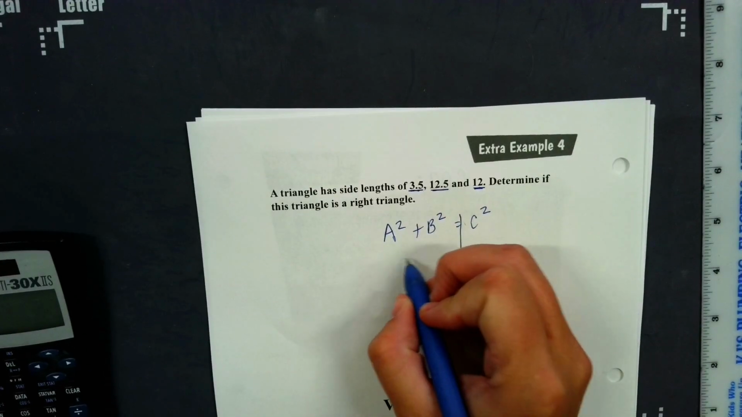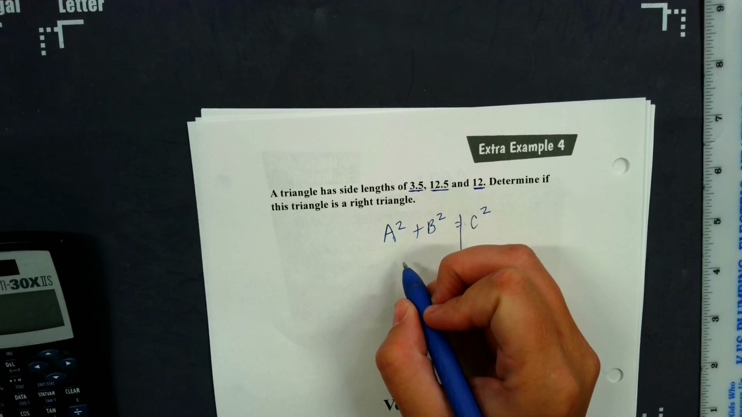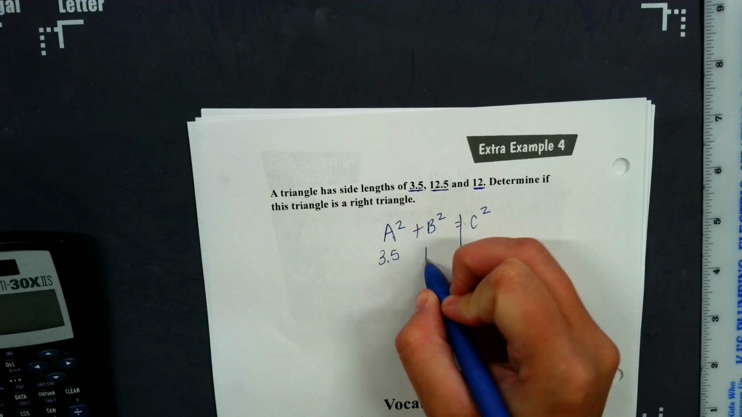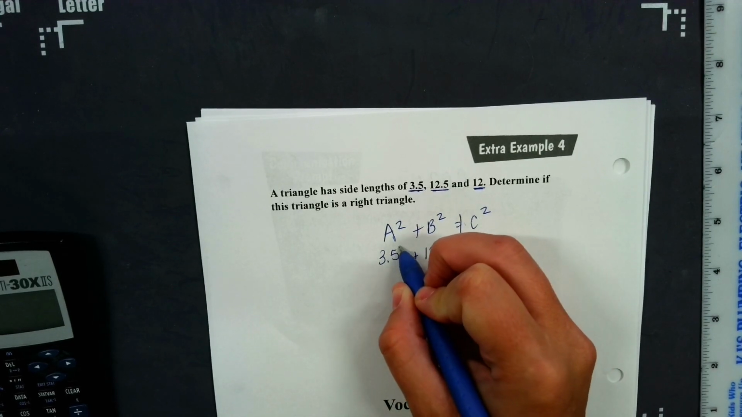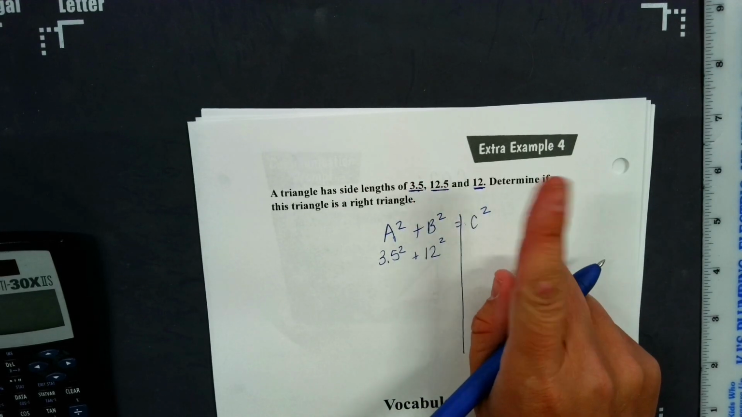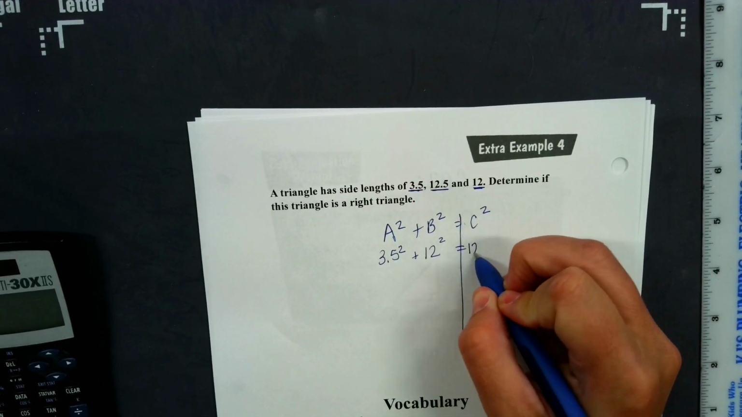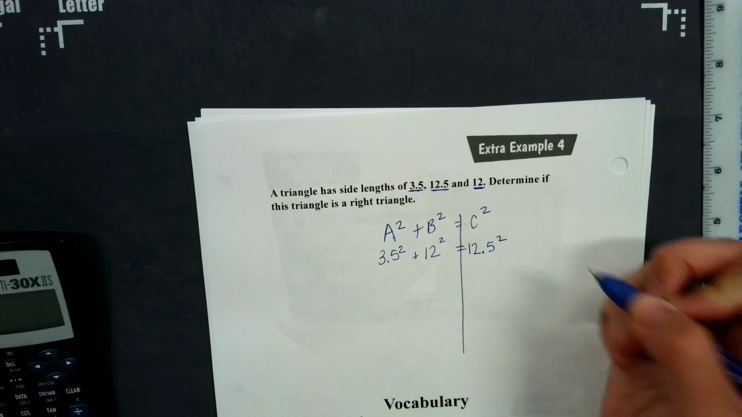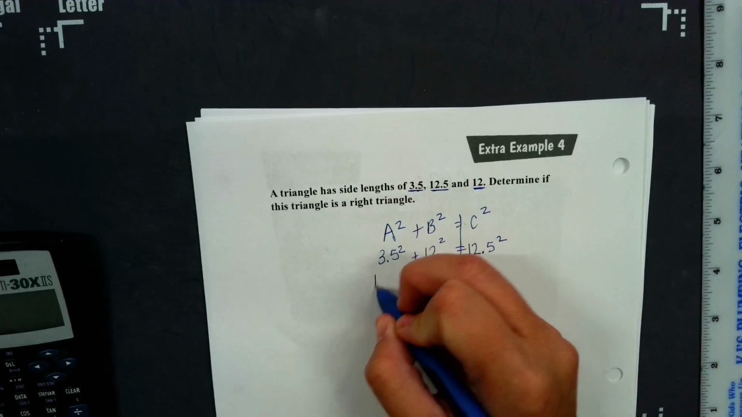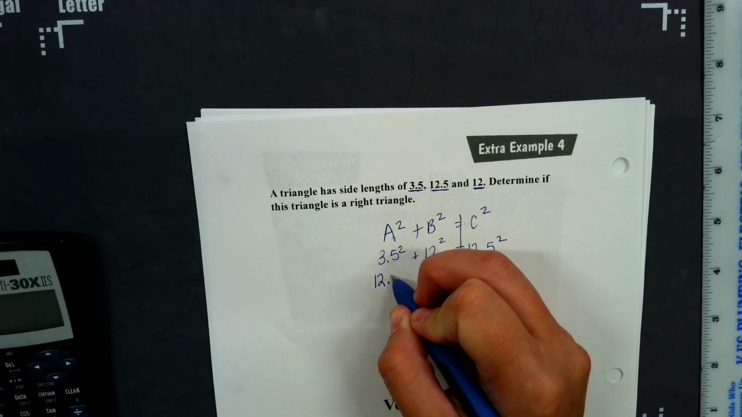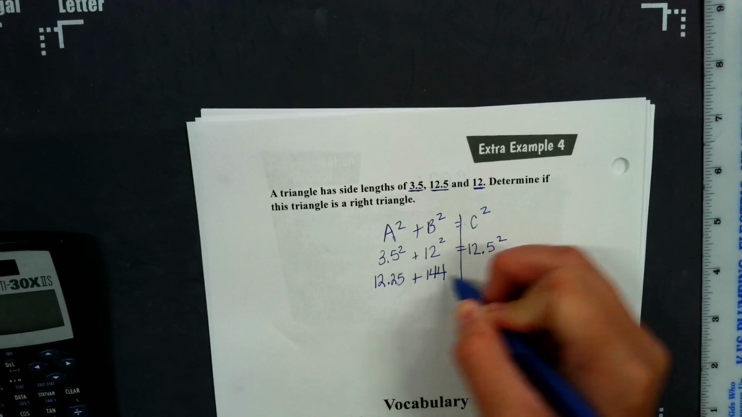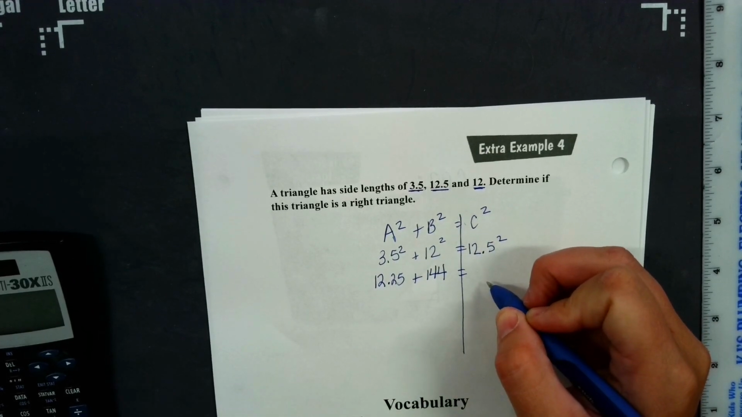What two numbers should go in for A and B? 3.5. Very good. Does it matter the order? I'm glad you noticed 12.5. It's the biggest, right? So it has to be C. What is 3.5 squared? 12.25? Yeah. Plus 12 squared is 144. What's 12.5 squared?